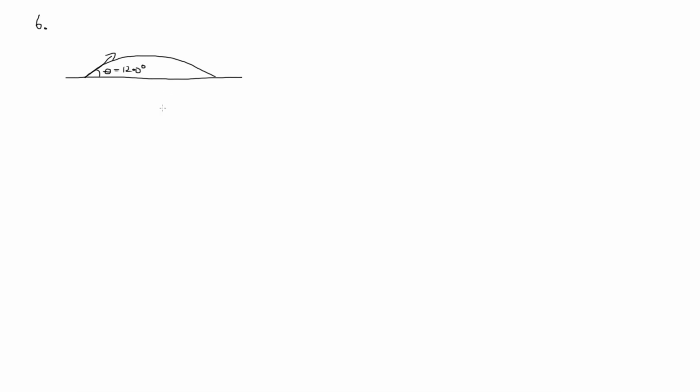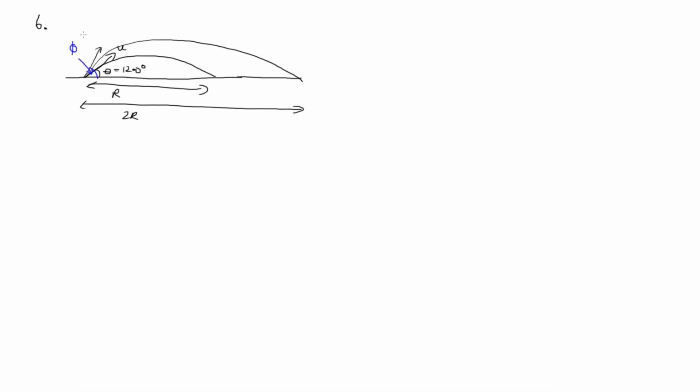Now the question says, to what value should the launch angle be adjusted without changing the launch speed so that the range doubles? So let's say it had an initial speed of u here. So now we're launching it at a new angle like this, and the range is doubled. So if this was r, the new range is 2r, and let's call the new angle here phi. So what we're trying to do is find out what is phi.